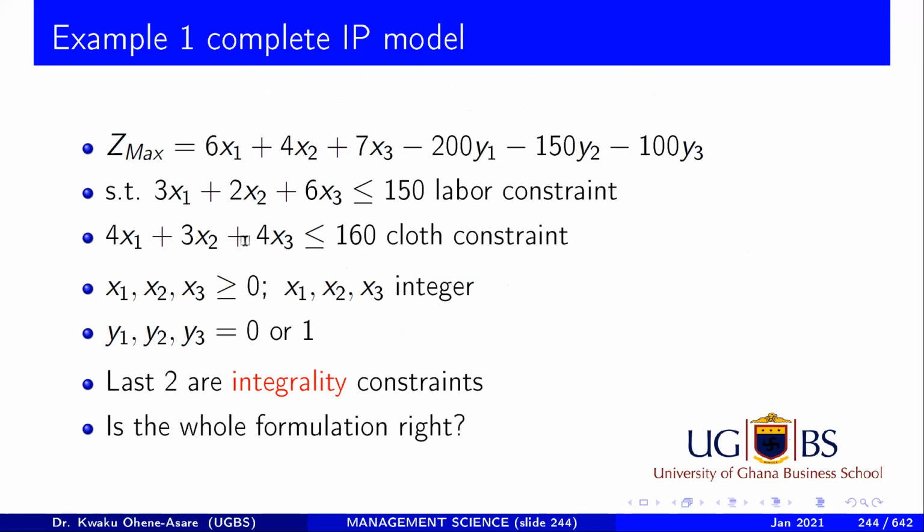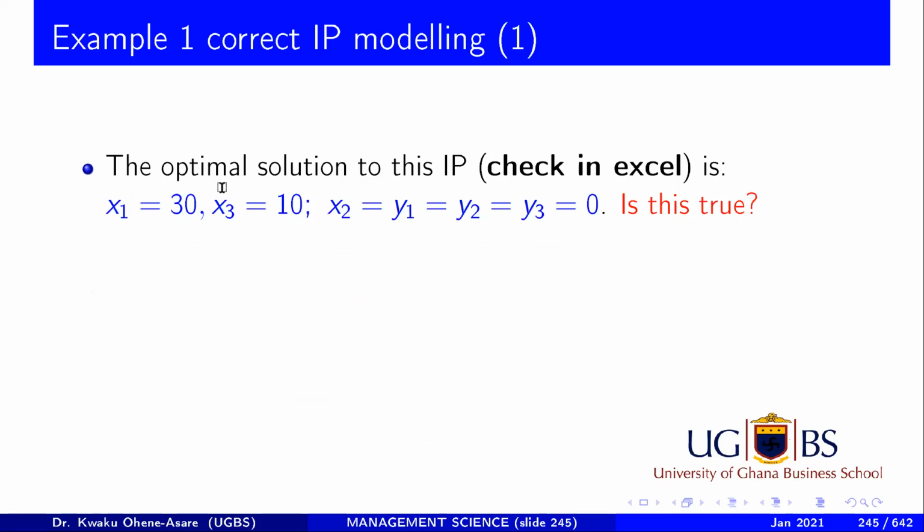Is this whole formulation correct? Yes or no, and why? Of course, this is wrong. What we just did is not correct. Now, it's not correct doesn't mean that this is not correct, but it's not correct in the sense that there's more that is needed here. Why? First thing, if we solve this, this is the optimal solution we are going to have: X1 will be 30, X3 will be 10, and X2, Y1, Y2, Y3 will be 0.